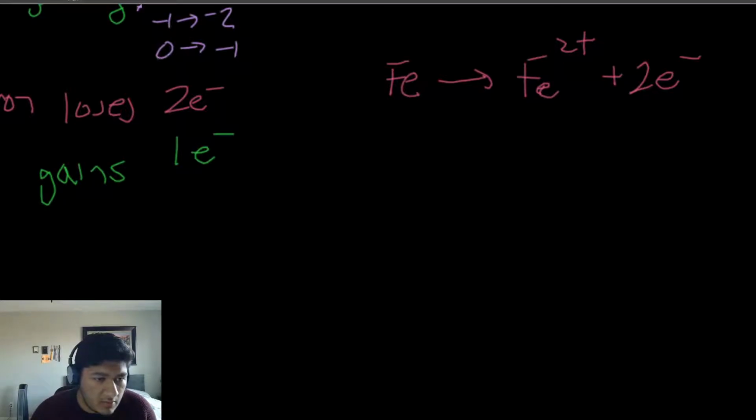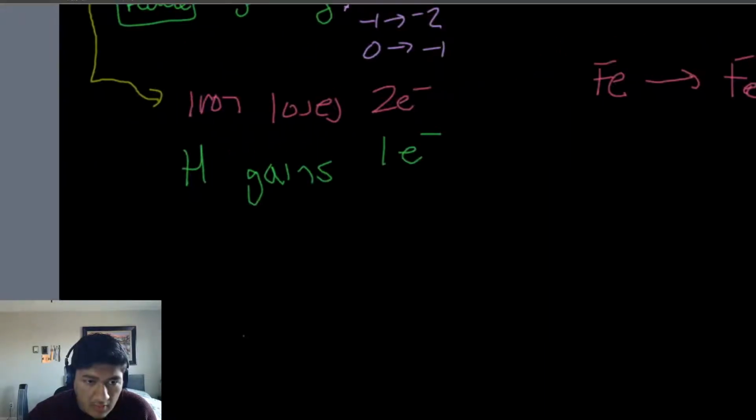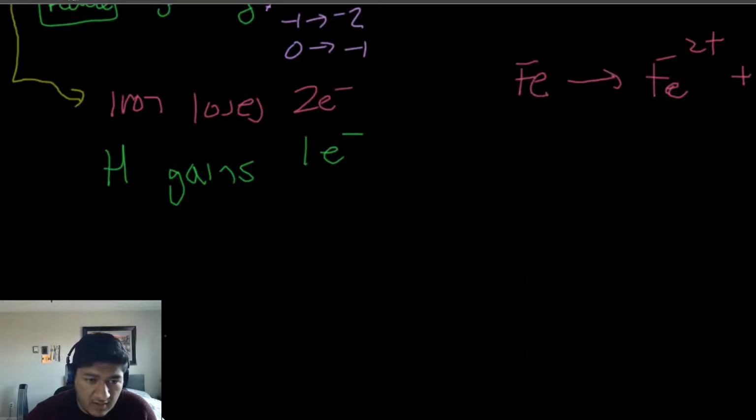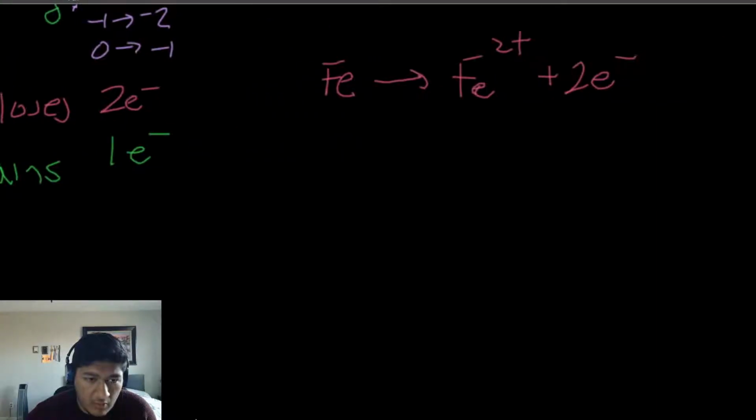So with that, let's use this and find out what we're going to do. So the hydrogen is gaining 1 electron, which means that we're going to write it as this. It's going from an H+, and we're adding 1 electron.